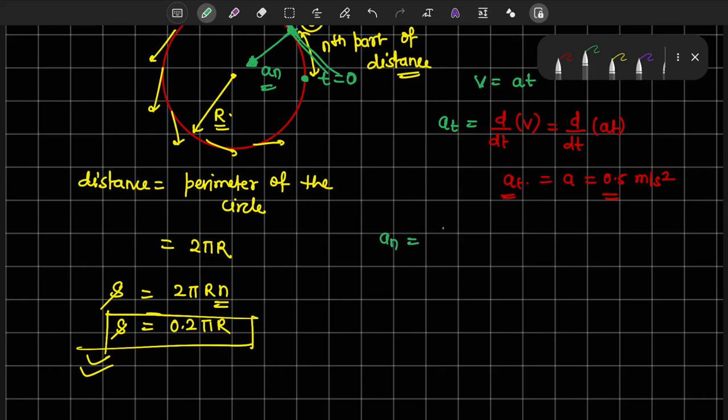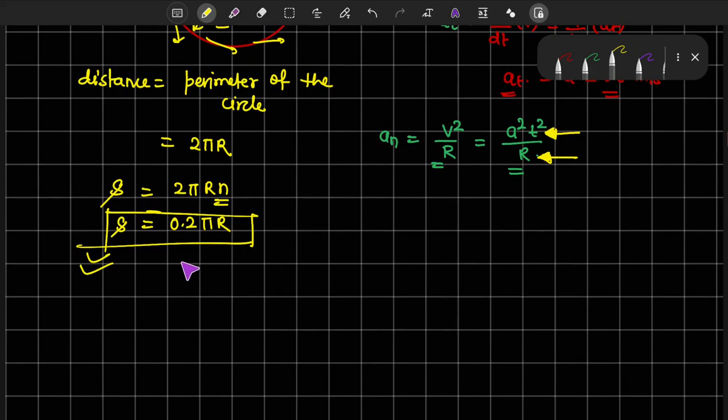Now let us talk about the normal component of acceleration an. We can equate it to v square by r, where r is the radius of the circle. So we can write v as at at any time instant t, so we can write a square t square divided by r. Now in this particular expression we don't know what is the value of t, and we also don't know what is the value of r.